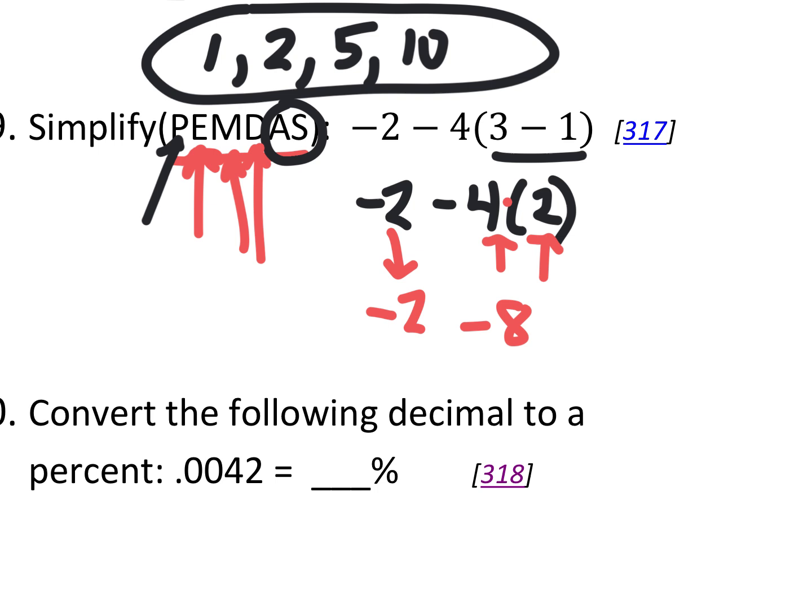Okay? And then the last thing I have is adds and subtracts. At the end here, you could think of this as -2 plus -8 or -2 minus 8. Either way, you put them together and they make -10. And I did my add subtract last. So it's all about the order that you do these in.